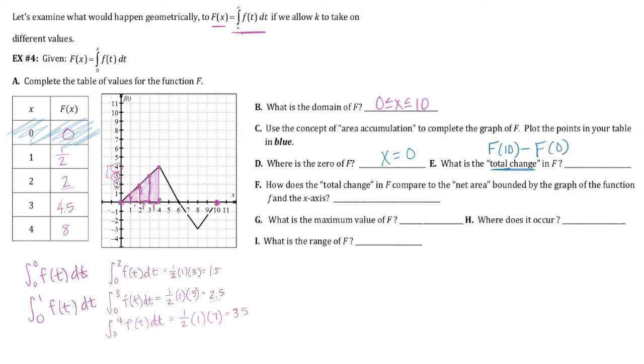That's your total change there. So we need to calculate that. Let's go over and find our value at 10. I'm going to go back over here and see what f at 10 looks like. That's going to be our integral from 0 to 10 of f(t) dt, and so we need to find this bounded area here.